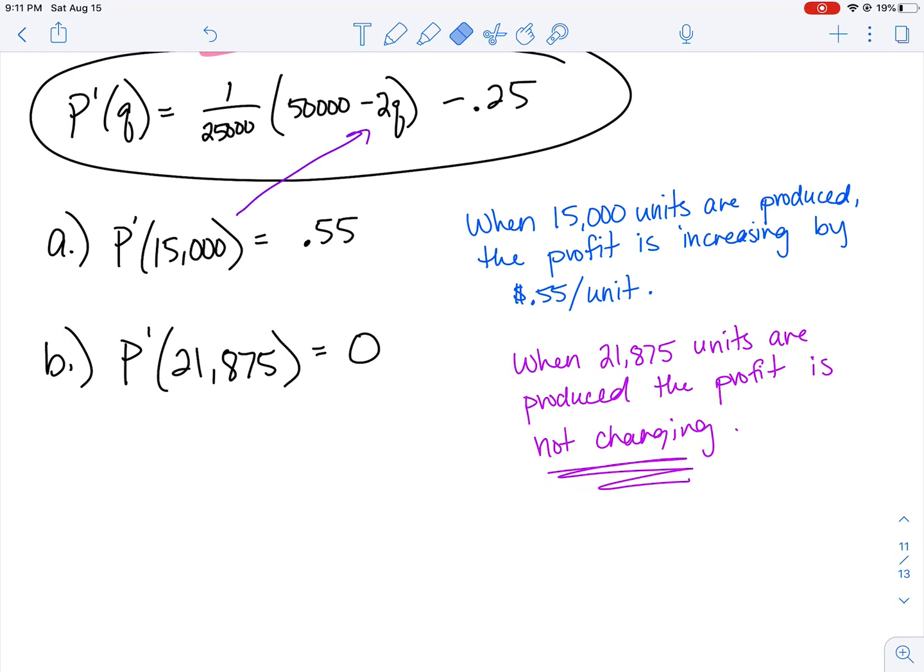That doesn't mean I'm making nothing. I could be making $1 million. Well, as soon as I sell 21,875 units, I'm still making $1 million. My profit hasn't changed. It hasn't gone up and it hasn't gone down. It has stayed the same. So a little bit of difference there, so be careful. We don't say our profit is 0. We just say that our profit isn't increasing or decreasing. The change is 0, so it's staying the same.